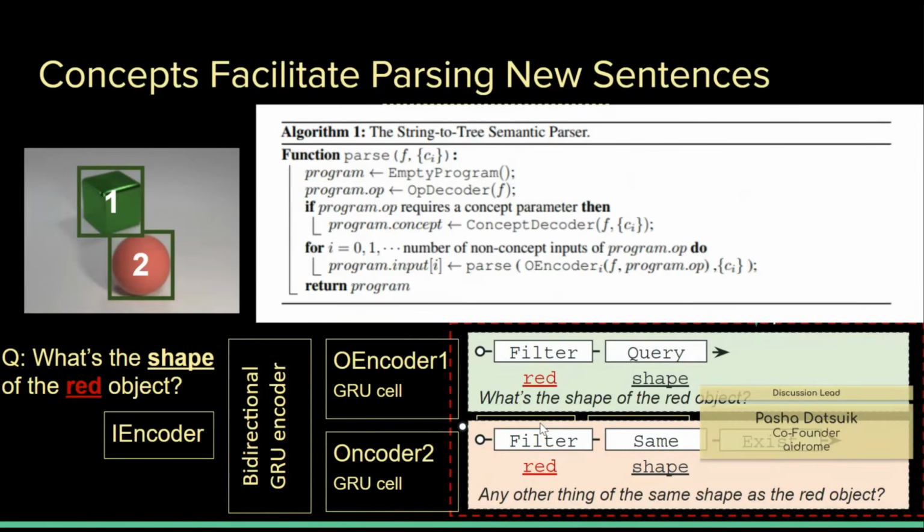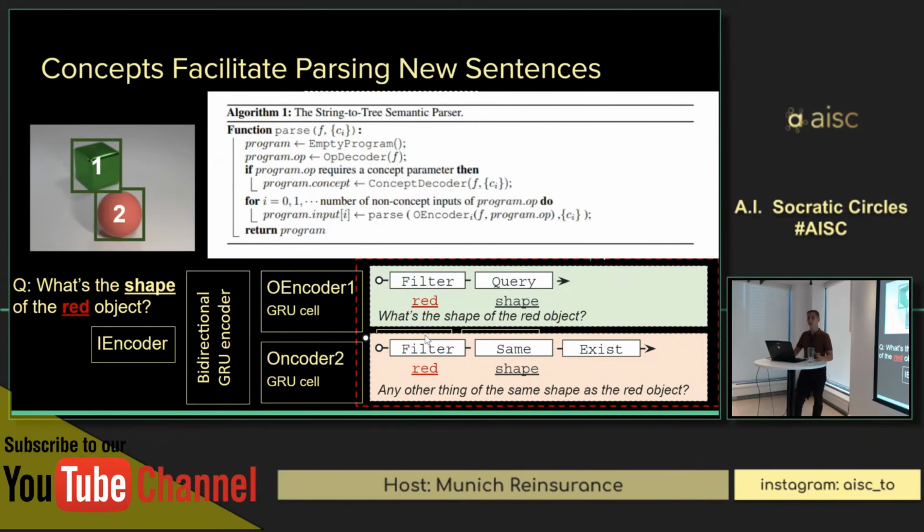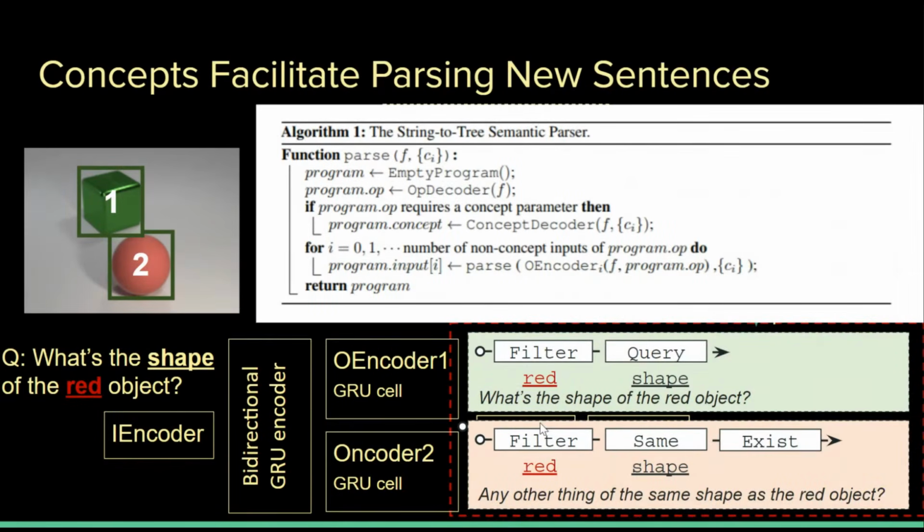So as I said before, the concept decoder is actually hard-coded, and it extracts concepts from the question in a hard-coded fashion. For example, the words red and shape, this concept decoder module extracts them in a hard-coded manner. And the fourth neural module is an output encoder, which encodes the decoded operation and outputs the latent embedding for decoding the next operation.